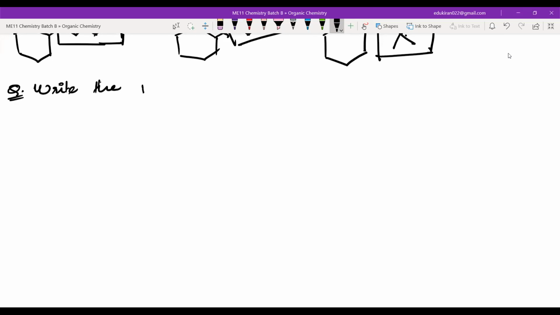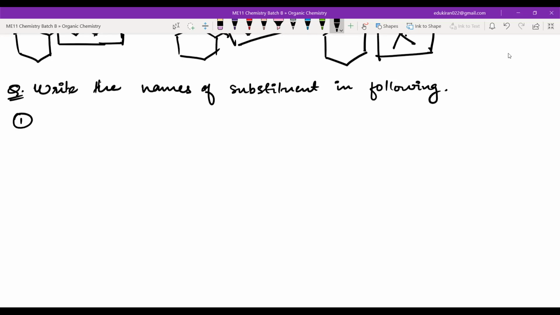So write the names of the substituents in the following. Number 1.